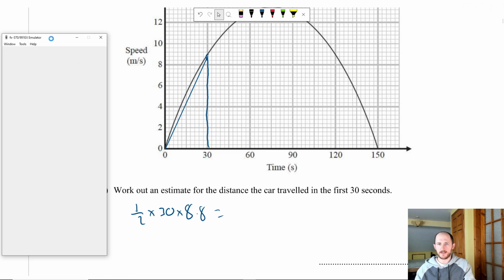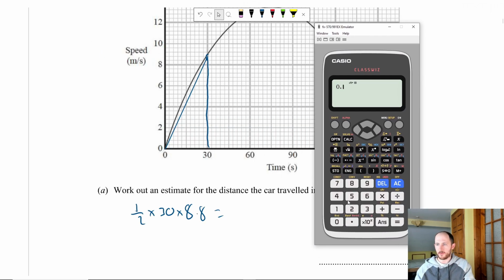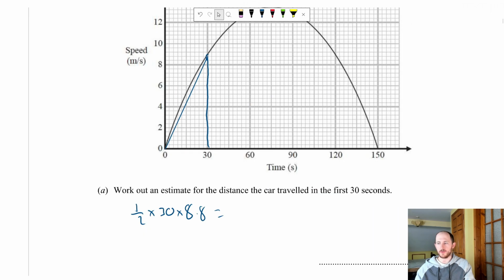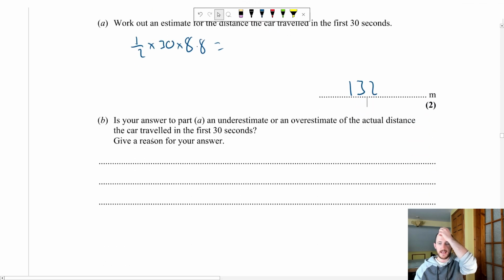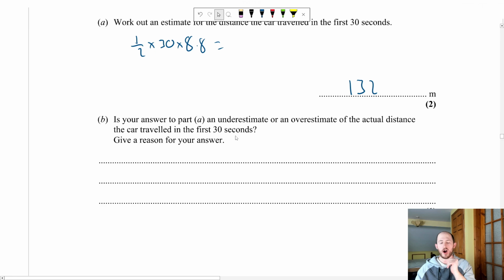Just go to my calculator. 0.5 multiplied by 30 multiplied by 8.8 gives me 132 meters. And of course, there is a part B which says, is it an over or underestimate for the actual distance? Give a reason for your answer.